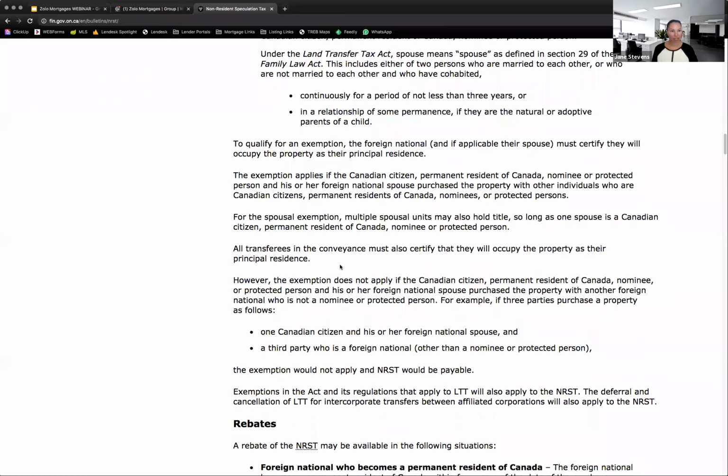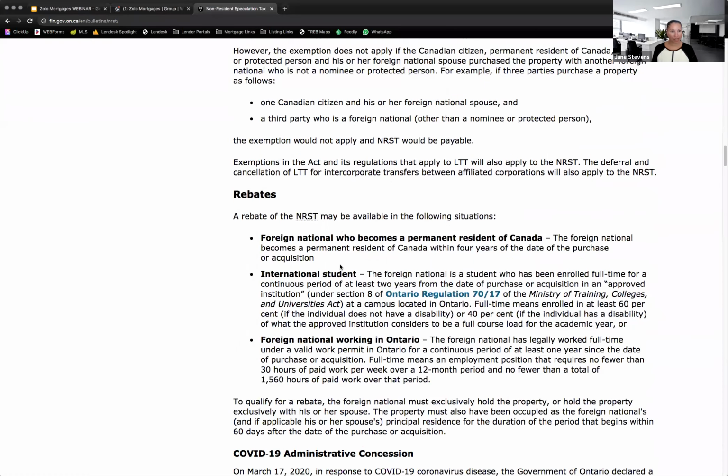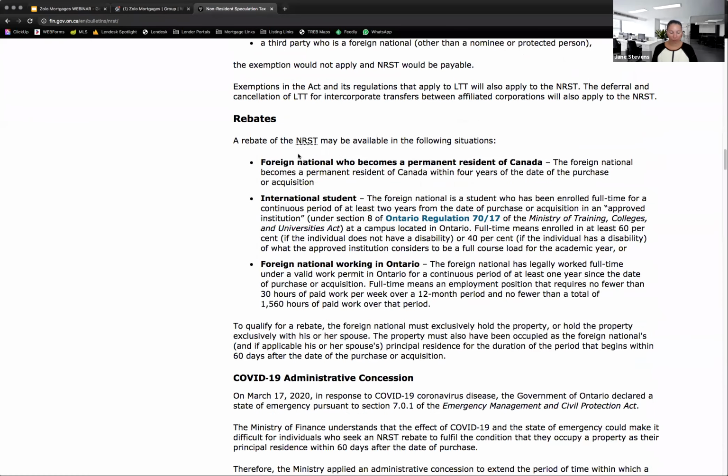And sorry, can you just let us know what NRST stands for, as well as LTV, for those who aren't familiar with those? Yeah, NRST is non-resident speculation tax. LTV is loan to value, so that's how much money your clients are putting down as a percentage of the purchase price.